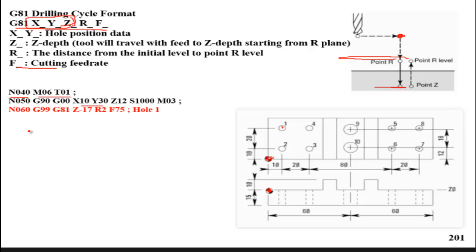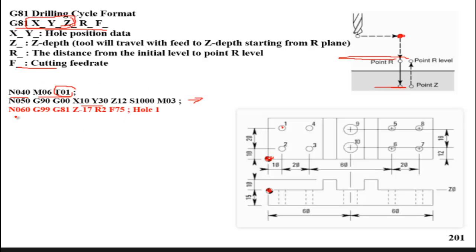Then we are still not using the canned cycle, we just prepare for it. So this line, or this block, is to prepare for the canned cycle. We locate our tool and select whatever tool we're going to use, tool number 1, and select the speed. So all this is a preparation for the canned cycle.